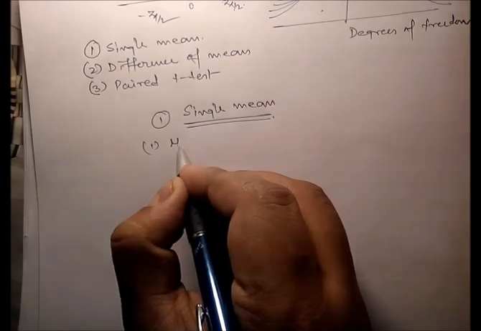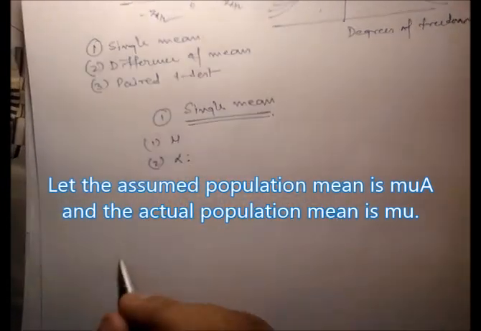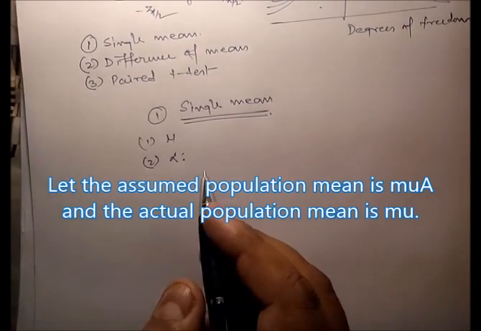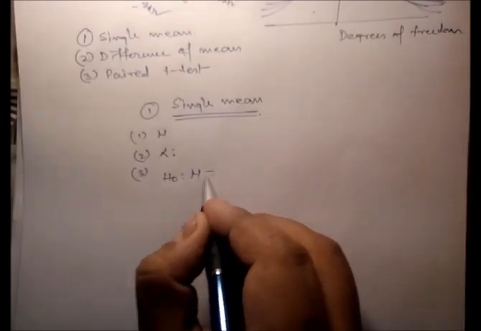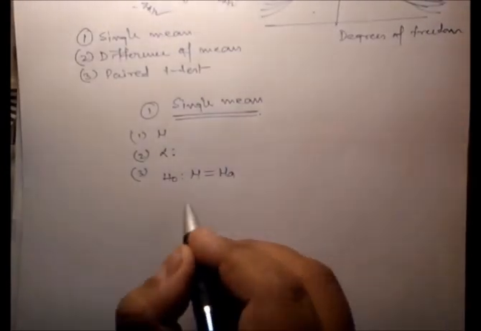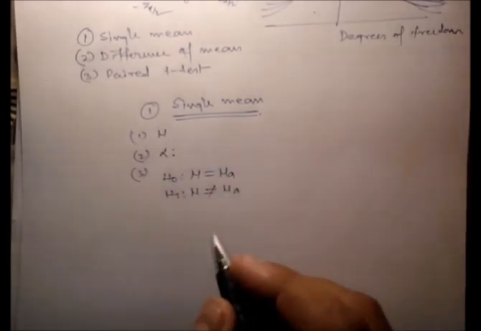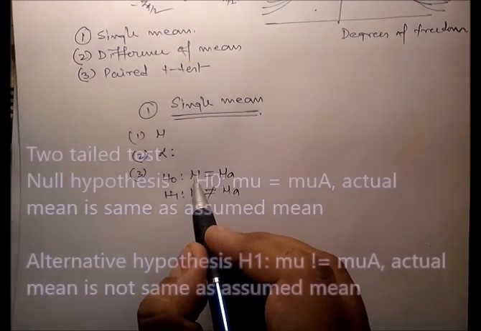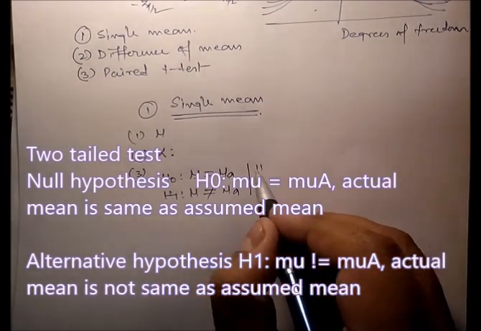Parameter of interest, say mu. Second, we have to decide the level of significance alpha. Third, the null hypothesis, say mu is equal to mu a, and H1, mu is not equal to mu a. So mu is the original population parameter, and mu a is an assumed population parameter.